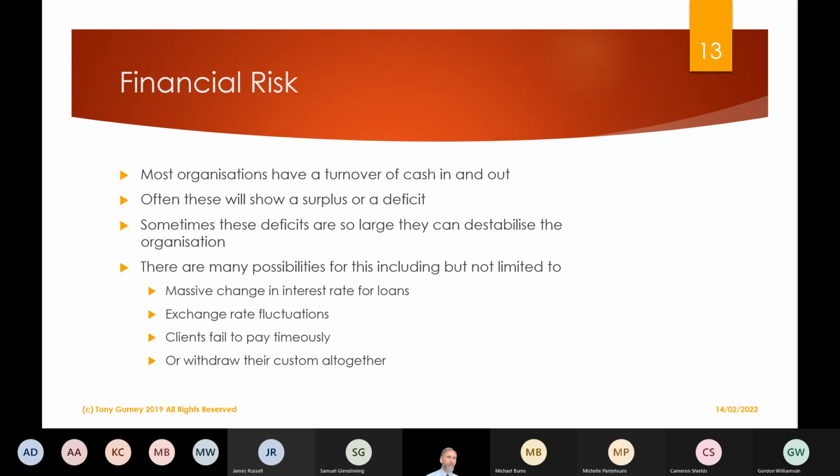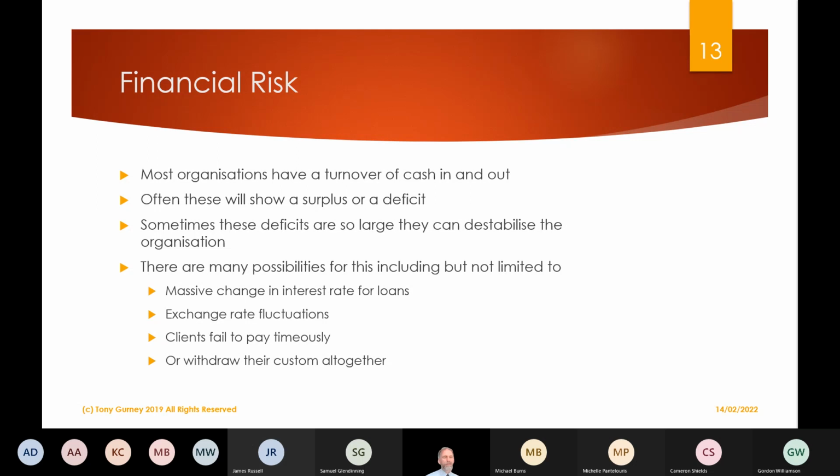There's some examples on screen there of what can happen, how it can happen, and all of these things can cause a risk for the organization. It could be a small risk that they lose money, it could be a bigger risk that they continually lose money that causes their business model into doubt, or it can be a massive risk where they simply don't have the cash anymore.